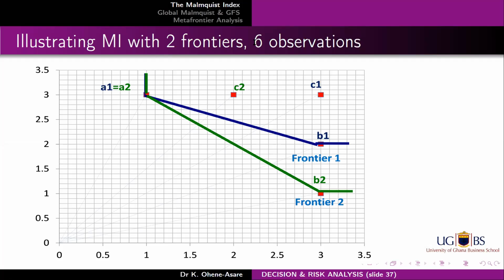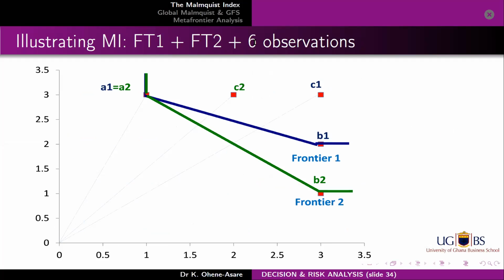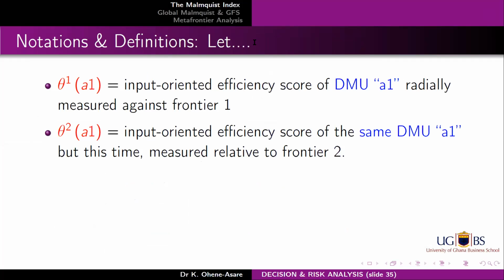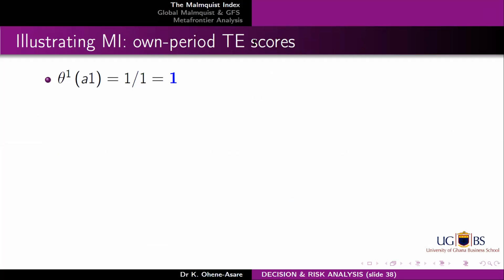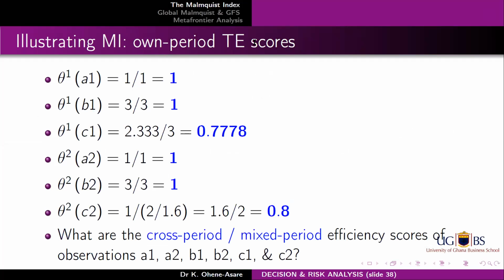So the way you estimate efficiency scores was clear for all of you. Now I want to show you something. These efficiency scores are called own period efficiency scores. And you have to know how you define them. This is it. Did you get all of these? You didn't get the C1 exactly as it's supposed to be, right?